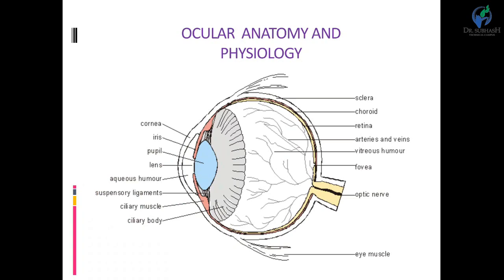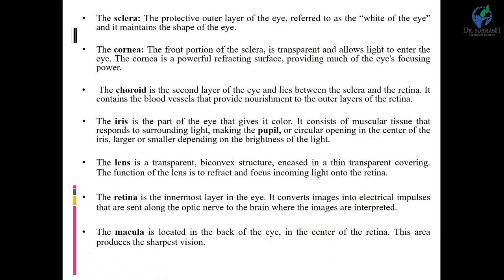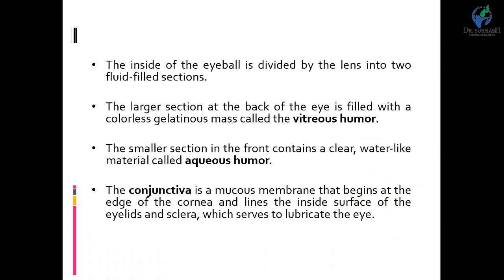Before we go for the development or preparation of any ophthalmic drug delivery system, we have to know about the anatomy and physiology of the eye, the different parts of the eye. The eyeball, the optic nerve, the cornea, sclera, iris, pupil, lens, retina, these parts are there and their roles. That is seen on the slide. What are the sclera, cornea, iris, pupil, lens, retina? We need this basic knowledge for an ocular drug delivery system.